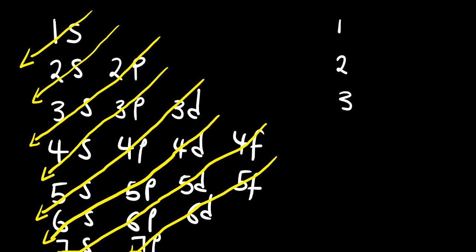So this is how you arrange these electrons. If you follow this, it will be very easy in terms of allocating your electrons. Now let's talk about what we call Hund's rule.